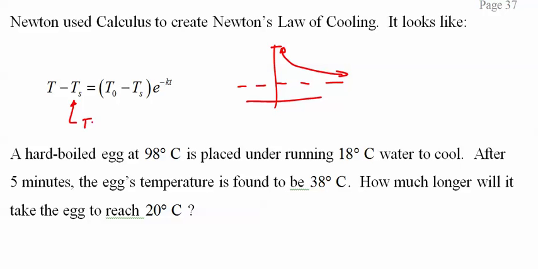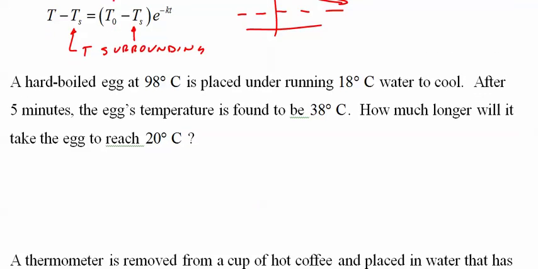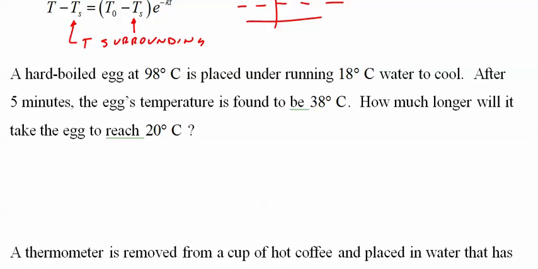I've actually seen it called lots of different things. This is your initial temperature. K is your constant, which you don't know. You gotta go figure it out. So here it goes. Hard-boiled egg at 98 degrees Celsius is placed on running 18 degrees Celsius water to cool. After 5 minutes, the egg's temperature is found to be 38 degrees Celsius. How much longer will it take the egg to reach 20 degrees Celsius?